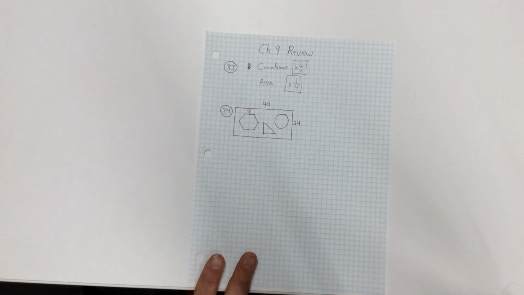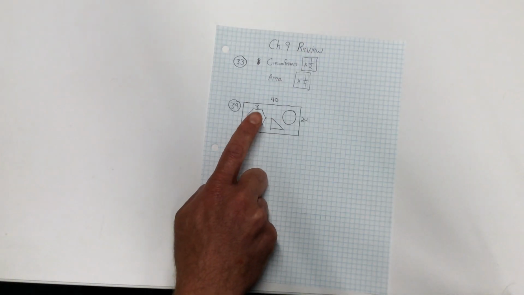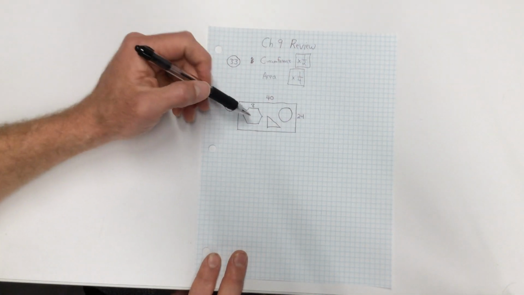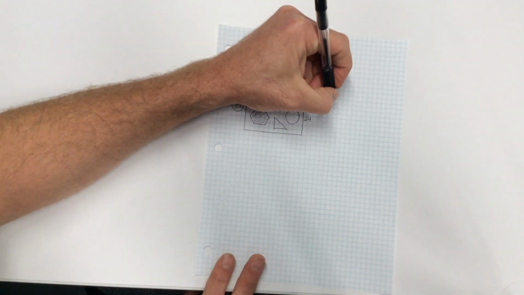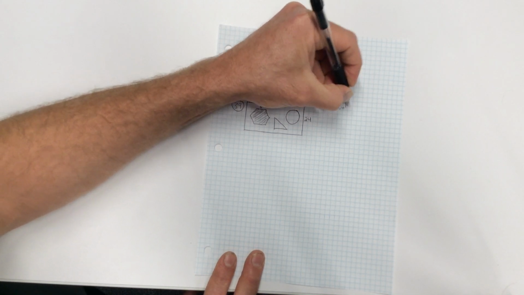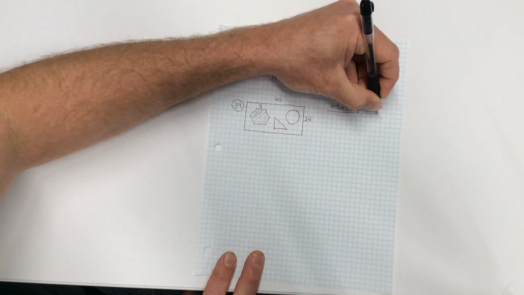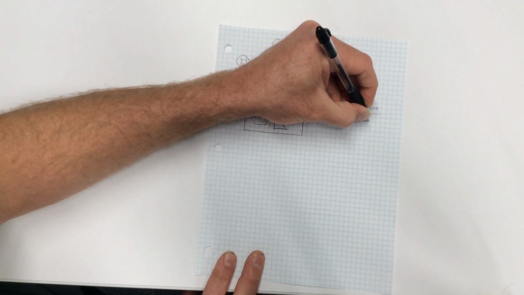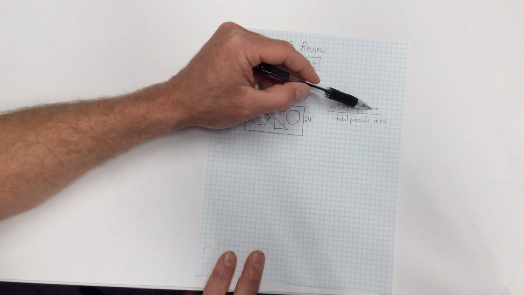All right, number 39. I want to do number 39 because it allows us to talk about probability as well as review how to find the area of polygons like this hexagon. Number 39 says find the probability, if this was a target of some kind, of hitting the hexagon. Probability again is simply the target area divided by the total possible area.